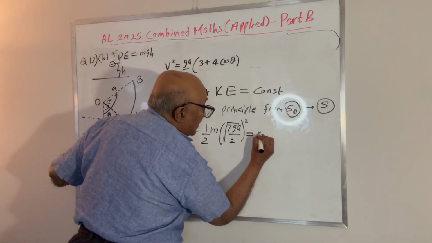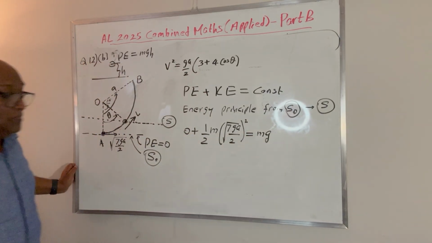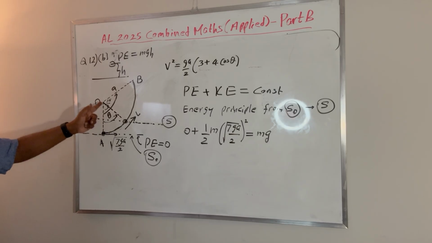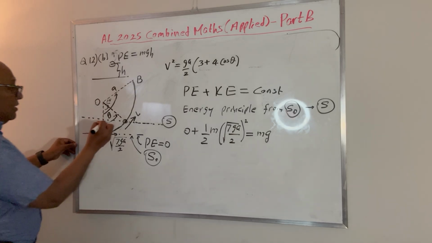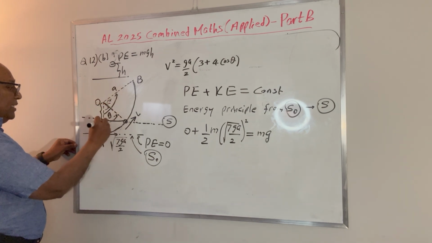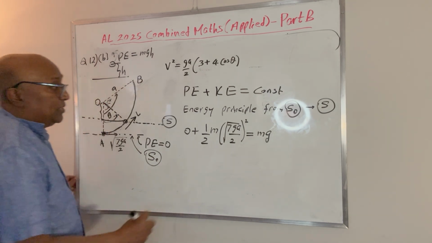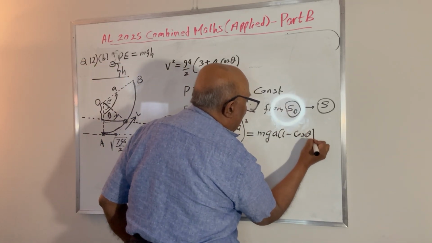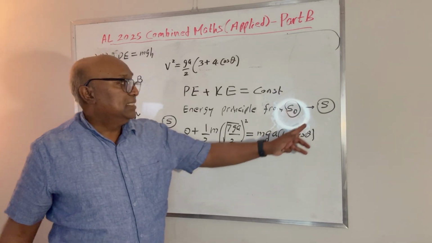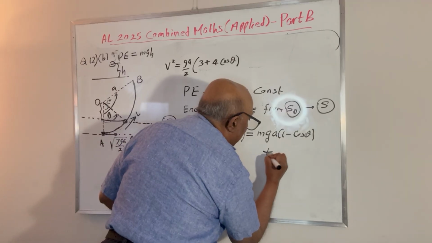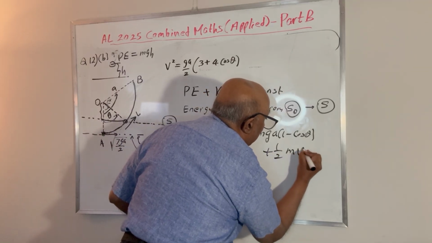Now what is the potential energy? mg times h, where h is this vertical height, a minus a cos theta. This is a, and this vertical distance from this triangle is a cosine theta. So this is a minus a cos theta, that is a times 1 minus cos theta. This is the potential energy at level S, plus the kinetic energy, simply half mv squared.